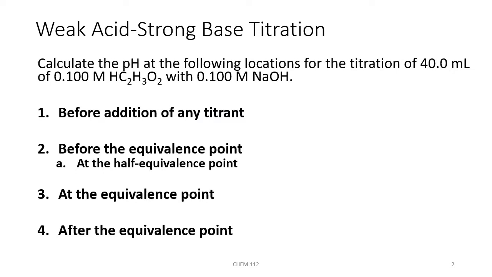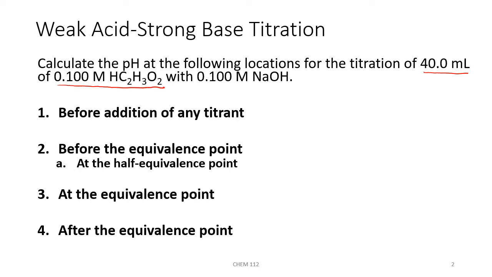For our example problem of a weak acid strong base titration, I'm going to try to keep it as similar to our example of a strong acid strong base titration as I can. I want you to be able to see the difference between these two problems. So we had 40 milliliters of HCl in our last example, and in this one we're going to use 40 milliliters of 0.1 molar acetic acid.